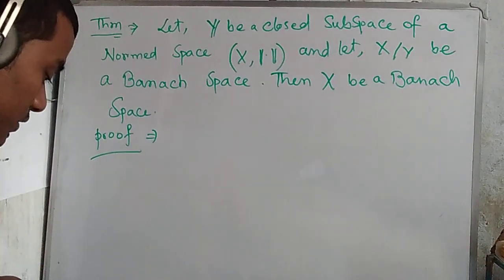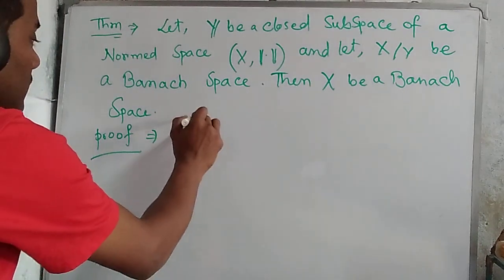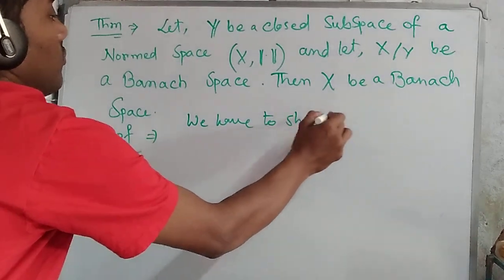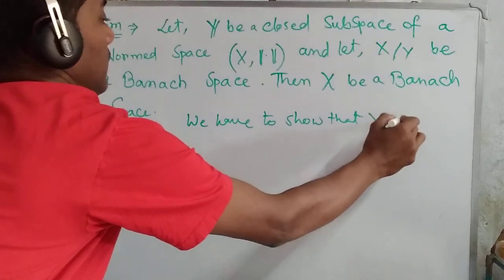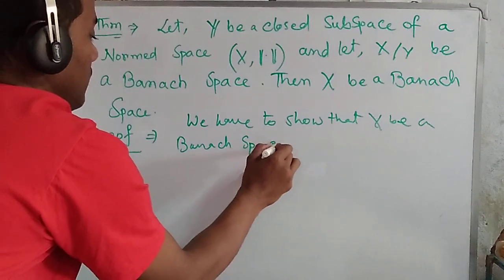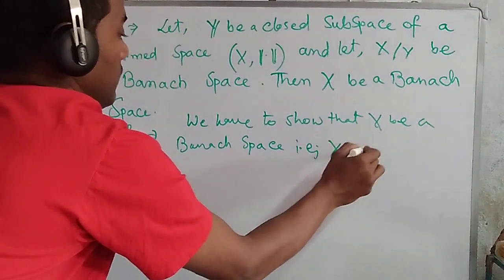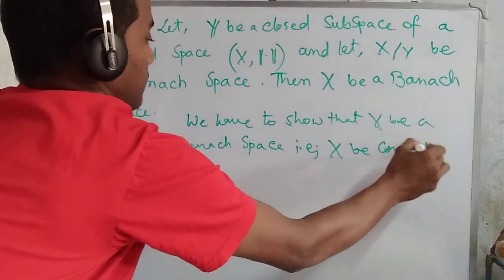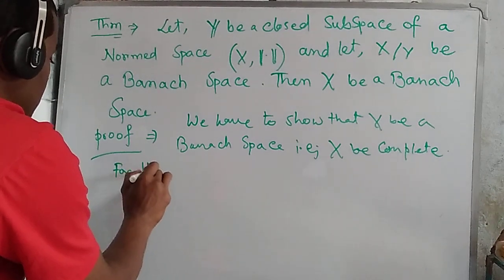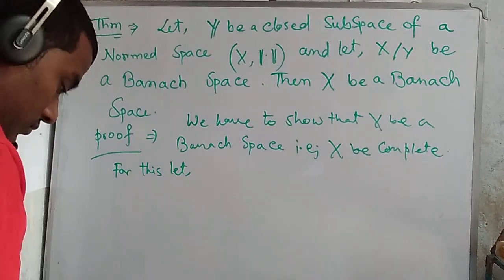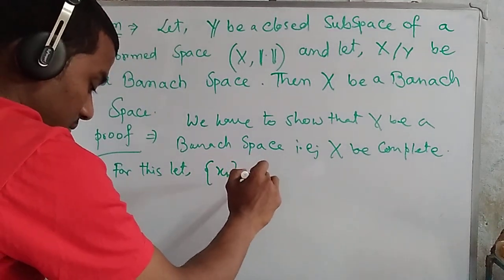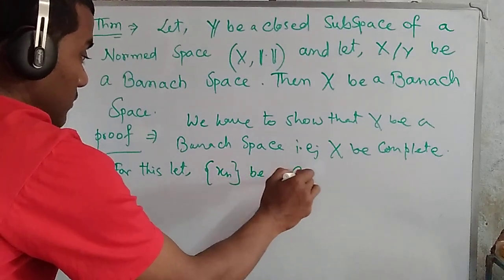So we start. That means we have to show that X is a Banach space, that is, X is complete, and for this let x_n be a Cauchy sequence in X.